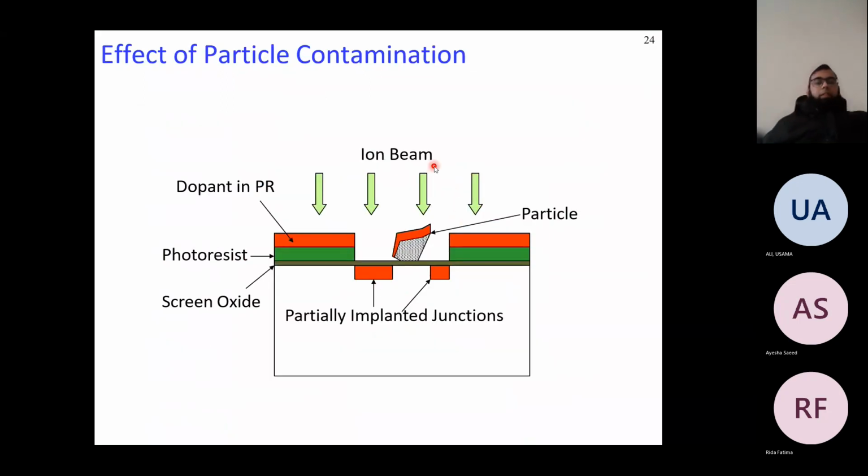So as I was telling you, the effect of particle contamination. That's why we need a clean room. Suppose you have made a photolithography pattern, then you put ion beam. The ion beam is done basically for doping. Doping is something very common in undergrad. Doping is when you tune the conductivity of your silicon. Silicon is basically intrinsic, but by adding some dopants, that means some impurities, you can increase the conductivity.